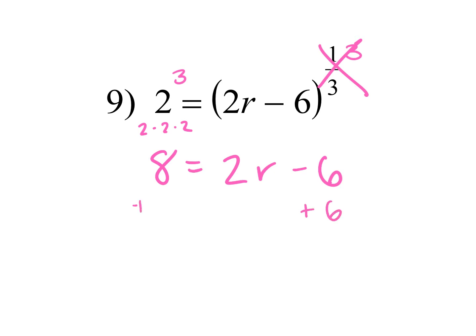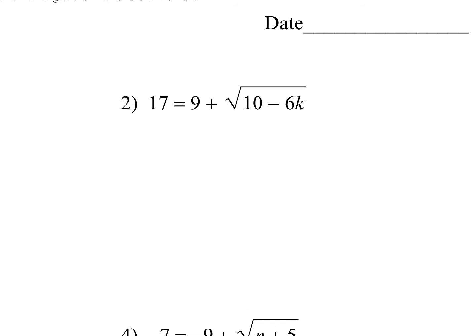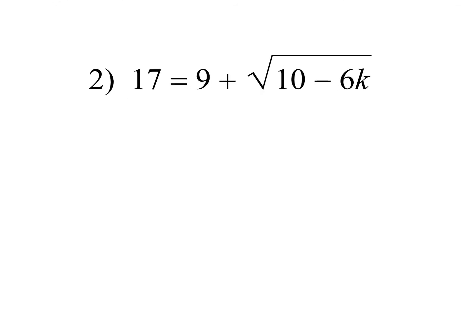What do I do next? Add 6. So 8 plus 6 is? 14 is equal to 2r. And then what do? Divide by 2. So what does r equal? 7. All right, number 2. What should I do first?